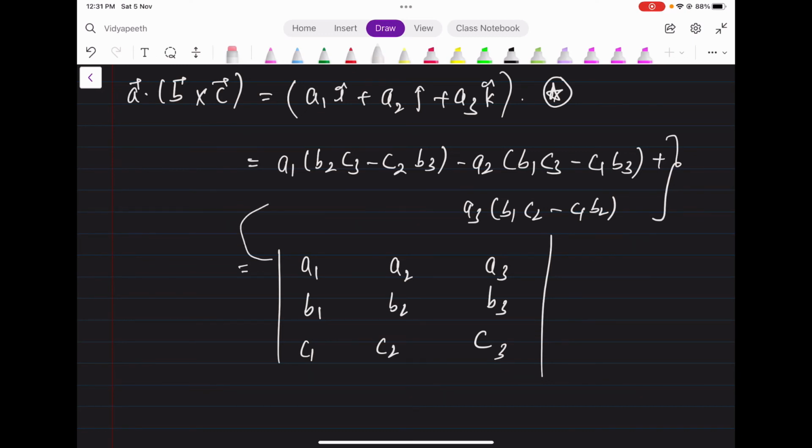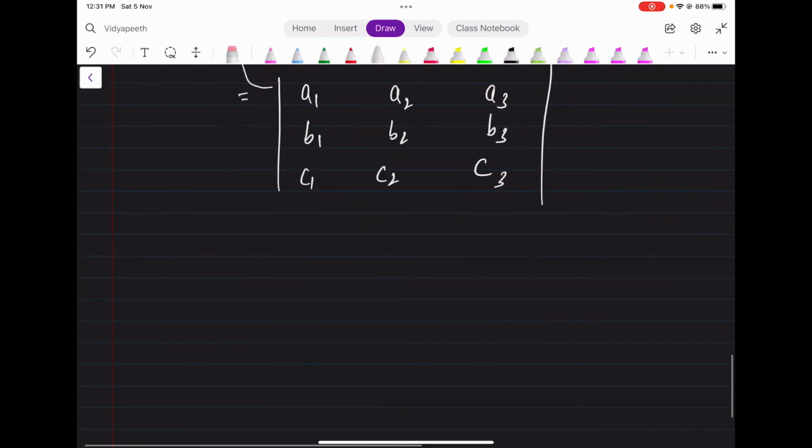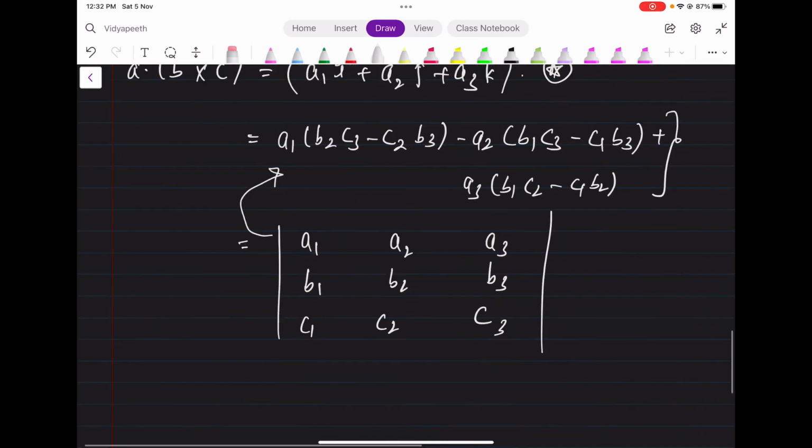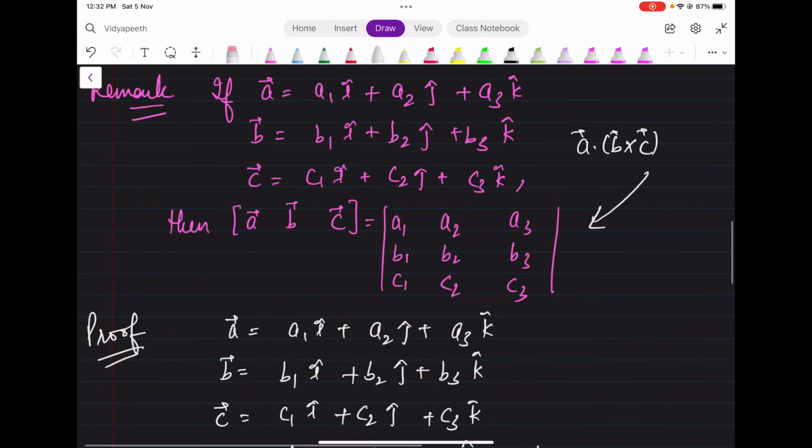Quickly observe, they both are equal. We know how to expand the 3 cross 3 determinant, right? So eventually what we have observed is that A dot B cross C, which was equal to the box of ABC, gives us nothing but the determinant of a 3 cross 3 matrix with the first row corresponding to the vector A, second row corresponding to the vector B, and third row corresponding to the vector C. So that is the short way to calculate the scalar triple product.